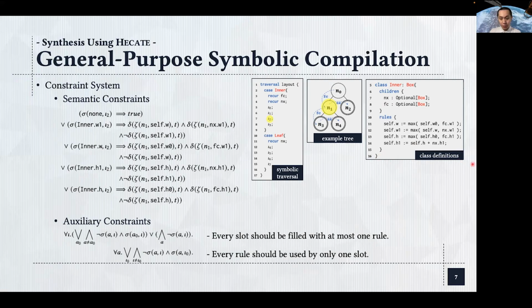In particular, we focus on a smaller subproblem of choosing what attribute to evaluate for the node N1 at slot tau 2, as highlighted in the slides. For this subproblem, the general-purpose symbolic compilation generates a constraint system that contains two parts of the constraints, namely the semantic constraints and the auxiliary constraints. Don't get scared by those formulas, since in this talk, we're only focusing on the high-level idea and won't dig into too many details. But if you're interested, you can always refer to the paper.